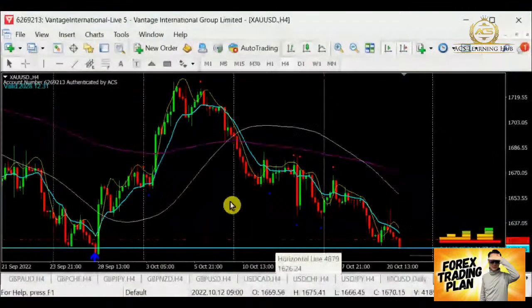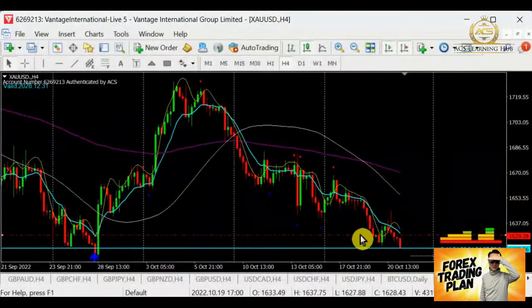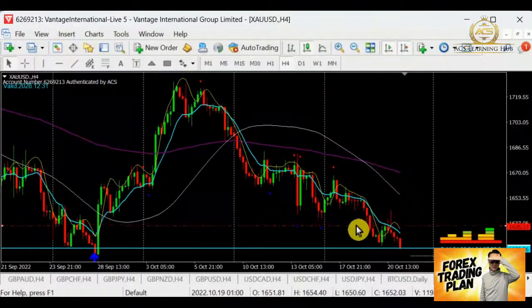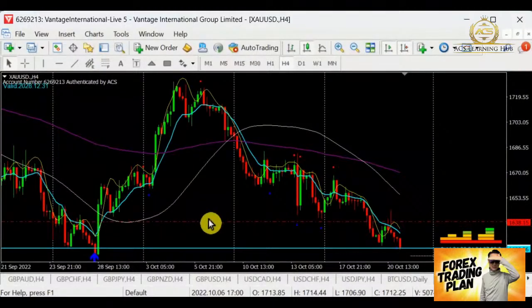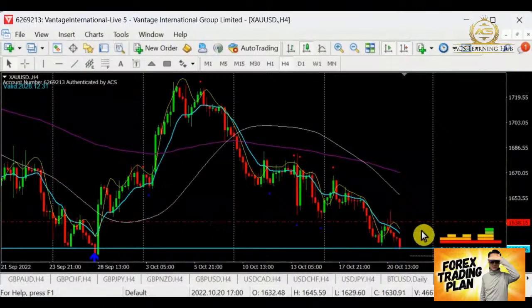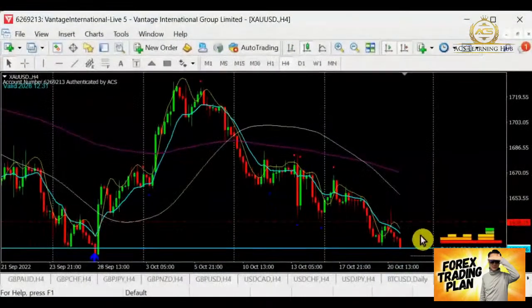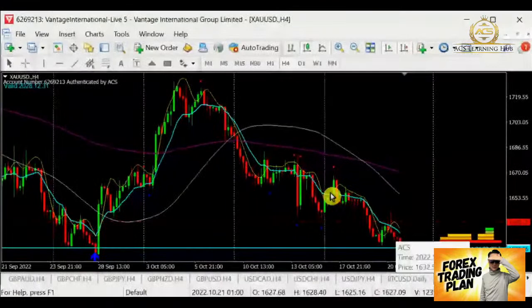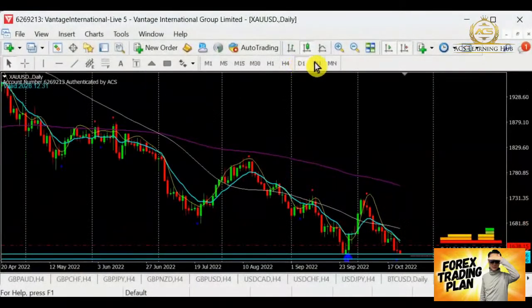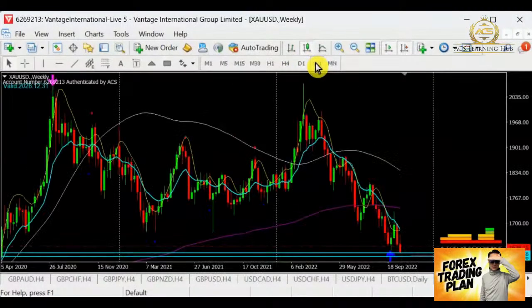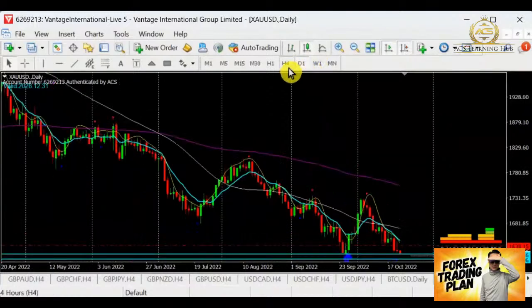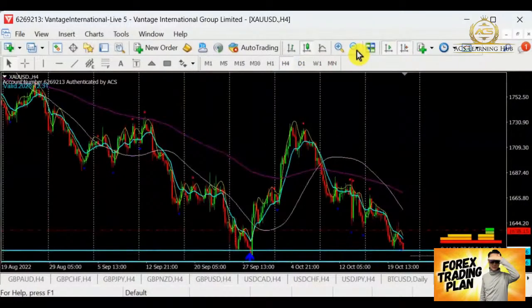So about 1628, or it may even go up to about 1638, somewhere here. After that, will there be a good chance for selling down? I will still say yes. The chances are still very high. We still see a very good chance that this gold will continue the selling.